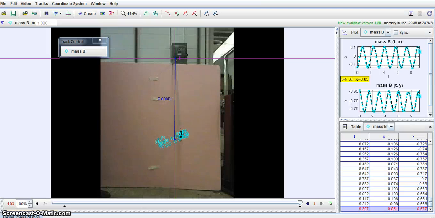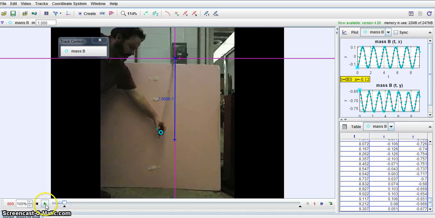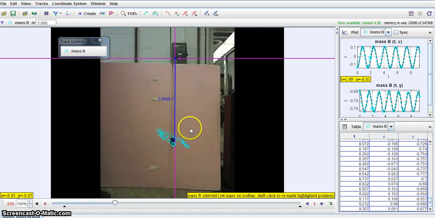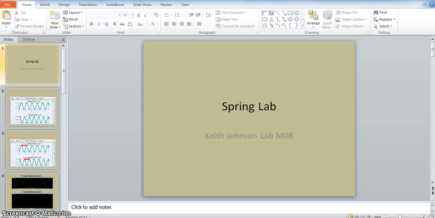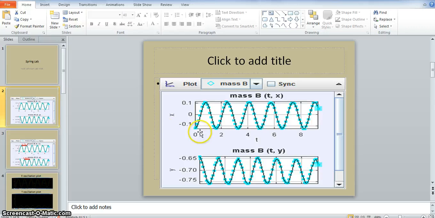In this lab, we looked at the motion of a spring, which was released by Dr. Greco in this video. In this video, I chose my calibration stick to be the length of the spring at rest, and then plotted it using Tracker. In Tracker, we received this data for the X and the Y positions.